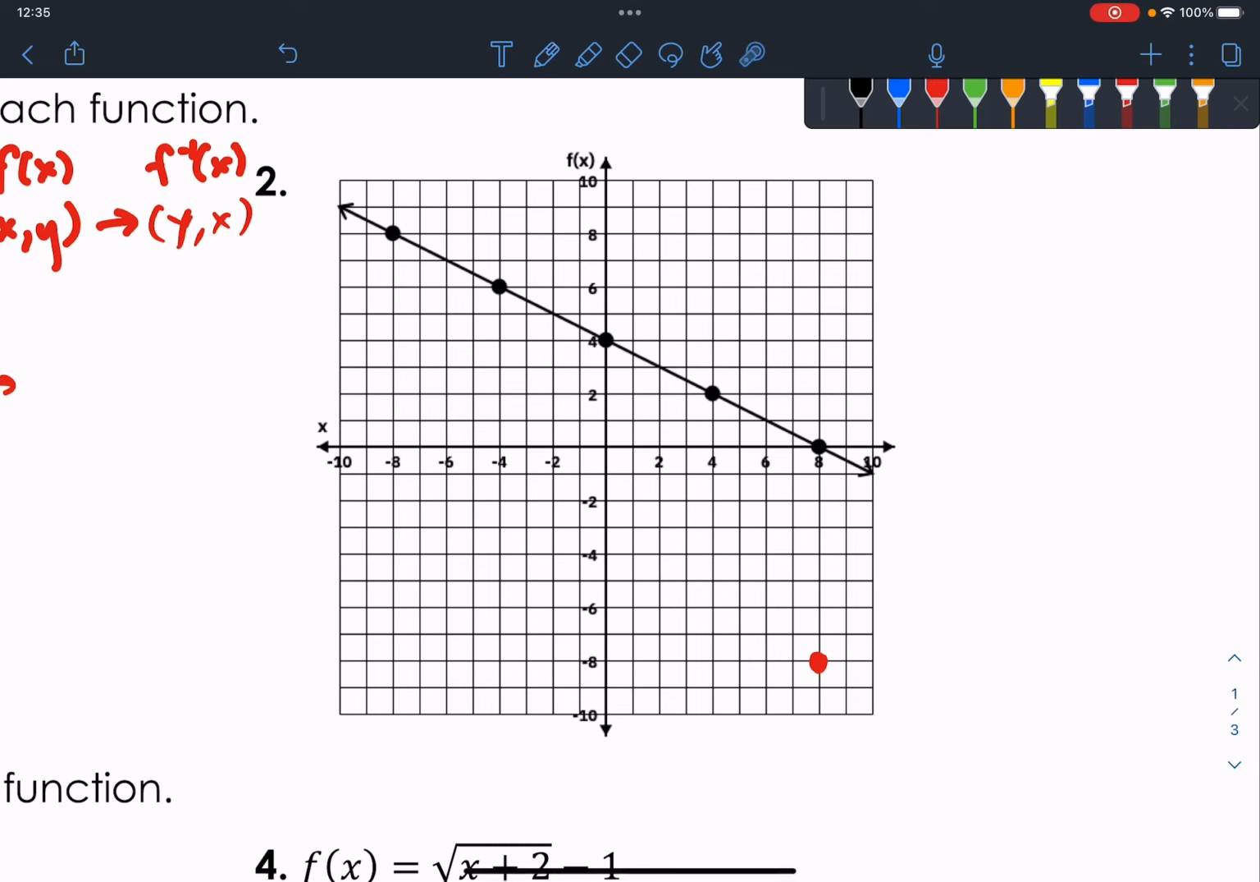The following point would be at -4, 6. So our next point would be at 6, -4. Then we have a point at 0, 4. So we'll put our next point at 4, 0. This point is located at 4, 2. So the inverse of that would be 2, 4. And the inverse of 8, 0 would be at 0, 8. So there's our inverse.